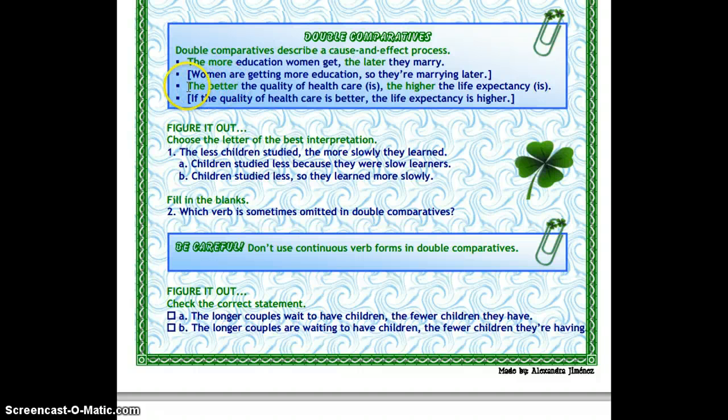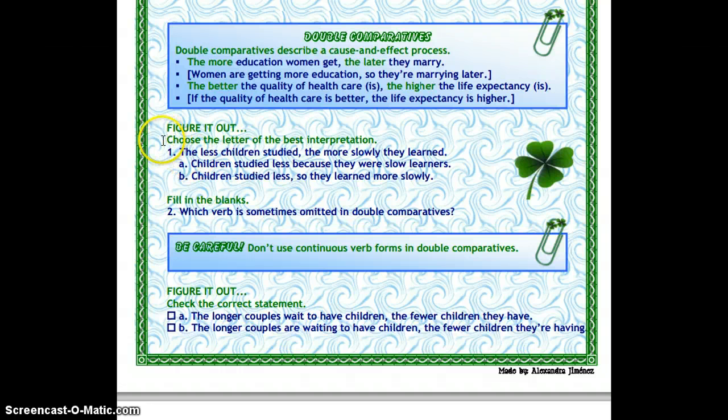Now, number 2, the better the quality of health care, look at this, the verb is in parentheses, we don't use it, comma, the higher the life expectancy. And we have in parentheses the verb be. One more time. The better the quality of healthcare, the higher the life expectancy. So what is the cause? Healthcare is good. And when healthcare is good, what is the consequence? People are going to live longer.